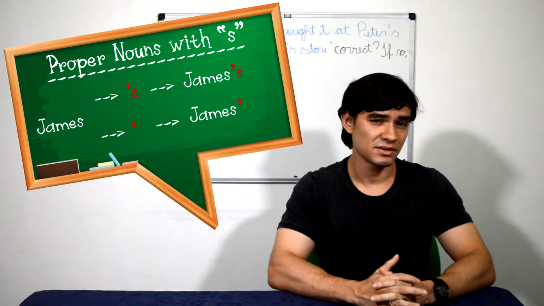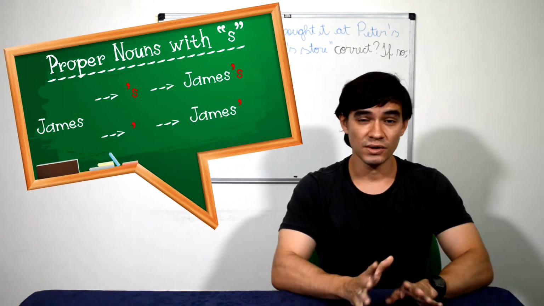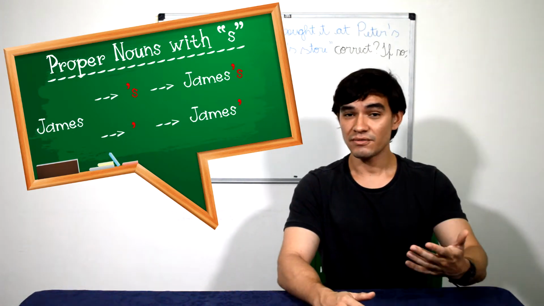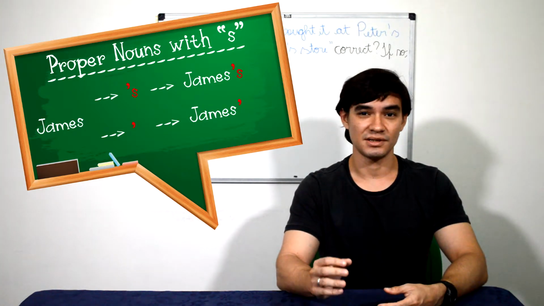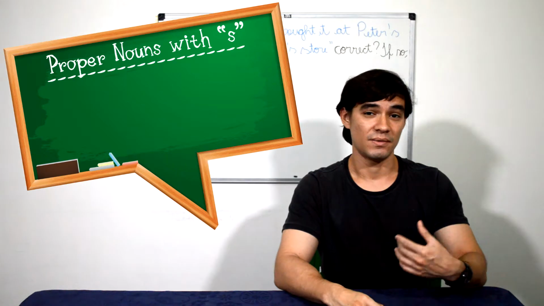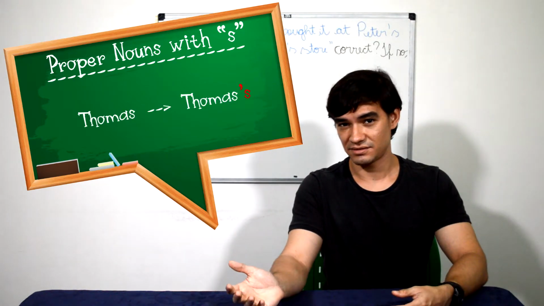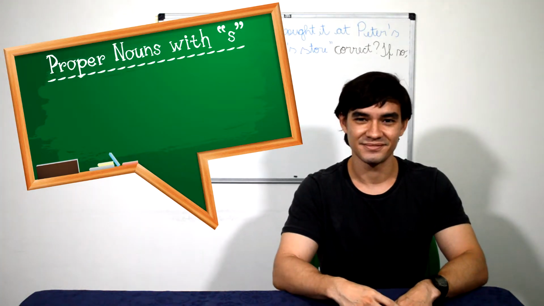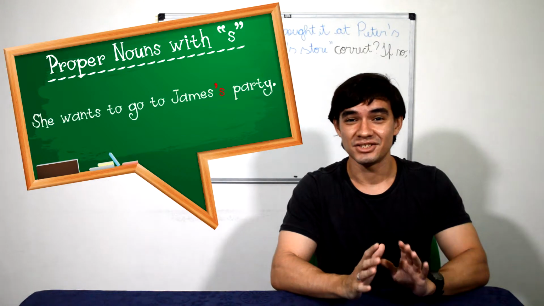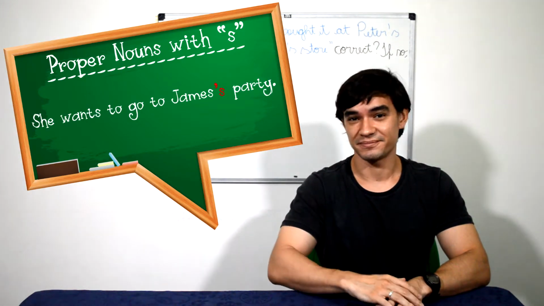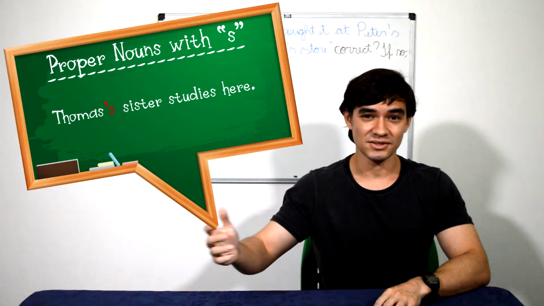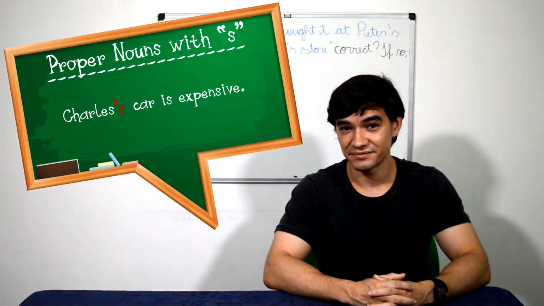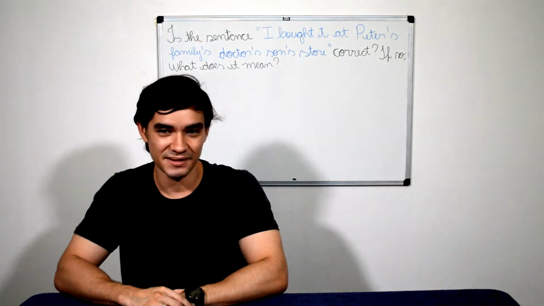Well, here there is still no consensus either, but one of the most used ways is simply to add the apostrophe s. Therefore, the possessive of James is James's. With Thomas, we have Thomas's. With Charles, we have Charles's, and so on. Examples. She wants to go to James's party. Thomas's sister studies here. Charles's car is expensive.